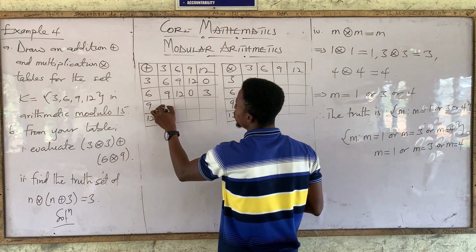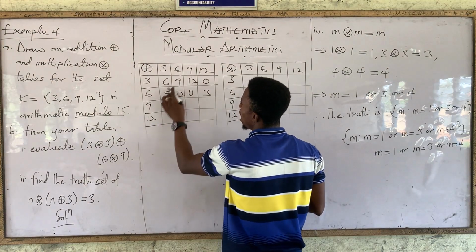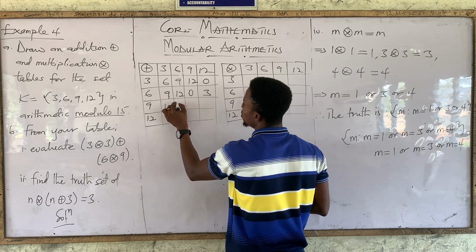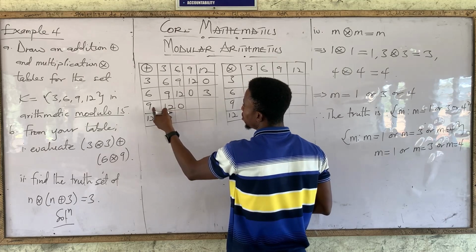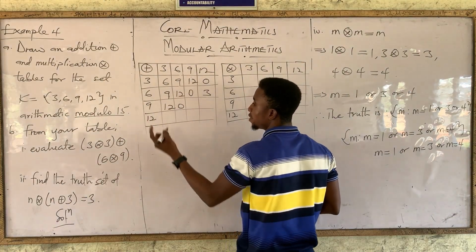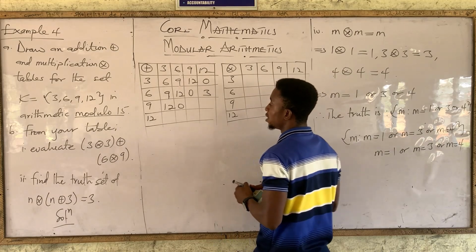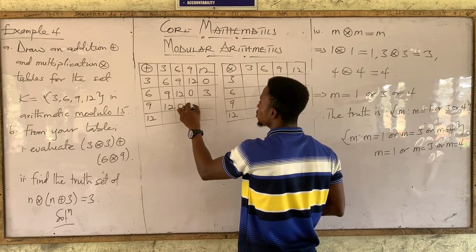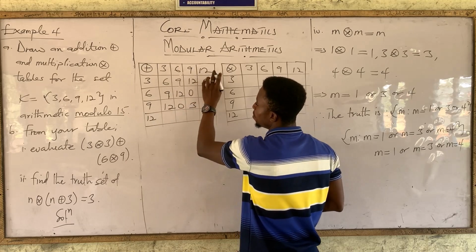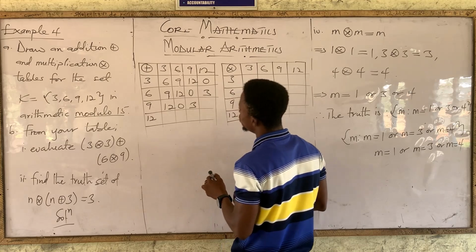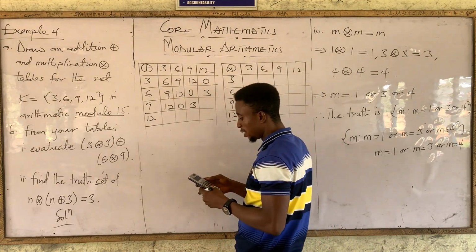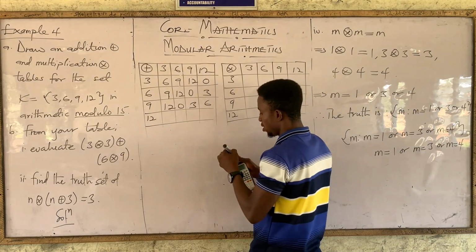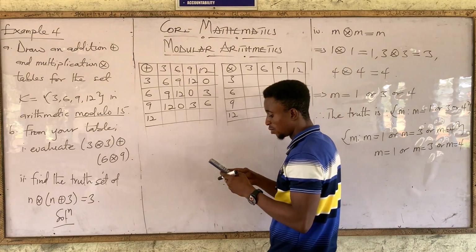12. So I have my 12 here. 9 plus 6, which is 15. So I'll put my 0 here because 15 modulo 15 is 0. Then I have 9 plus 9, 18. 18 modulo 15 is what? 3. Then 9 plus 12 is what? 21. 21 modulo 15. Or you can subtract 15 from 21 and you're going to get 6. Or you can just put it on the calculator.